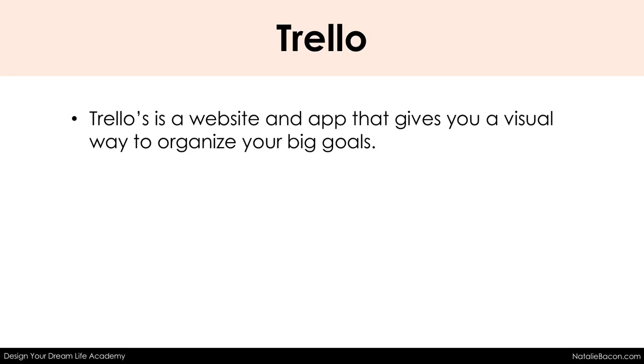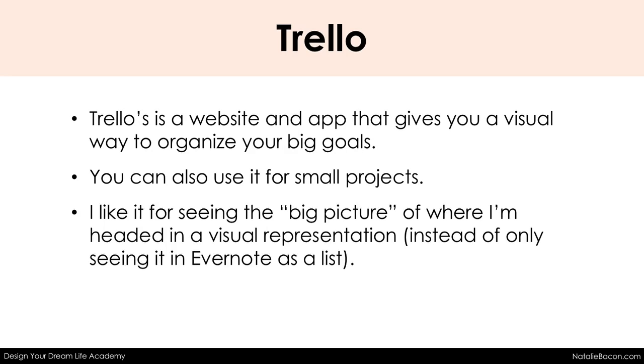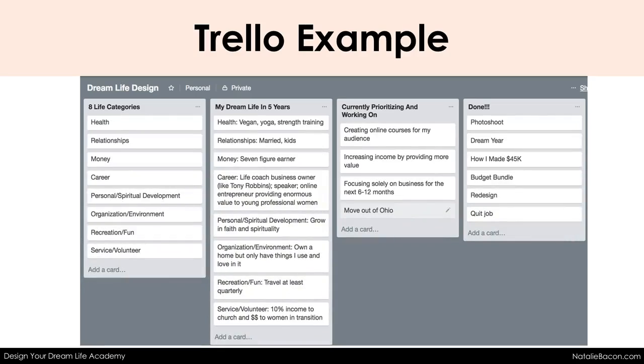Trello is a website and app that gives you a visual way to organize your big goals, and you can also use it for projects, big or small. I like seeing the big picture, so in Evernote I have a list of all of my blog goals, let's say, in a list format, like if you were typing it out in Word. But what Trello does is it allows me to see it visually.